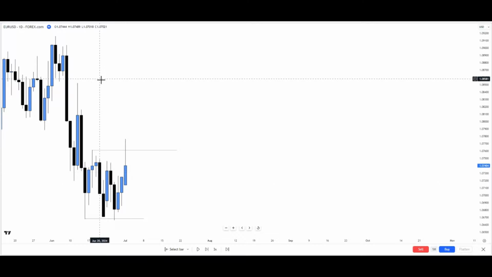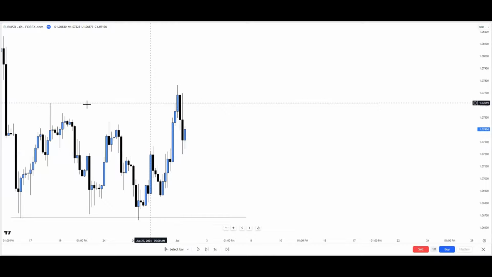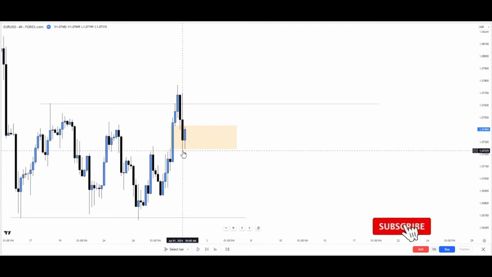so we'll drop down to a lower time frame. Right here on the 4 hours, we can see as price was taking out this structure high, which we identified from the daily time frame, price created a fair value gap right there. And you can see price has come back into that fair value gap to fill it completely.